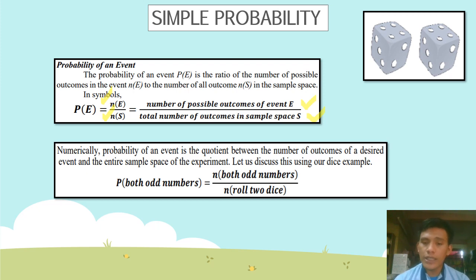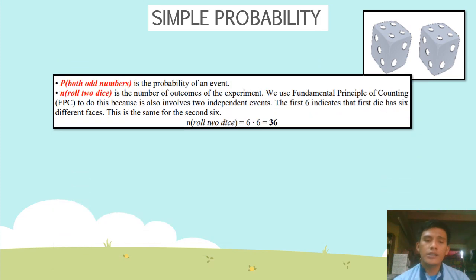Let us discuss using our dice example. P(both odd numbers) is n(both odd numbers) divided by n(roll two dice). P(both odd numbers) is the probability of the event in the given problem. n(roll two dice) is the number of outcomes of the experiment. We use the fundamental principle of counting to do this because it involves two independent events. The first six indicates the first die has six different faces. This is the same for the second six. That's why 6 times 6 is 36.